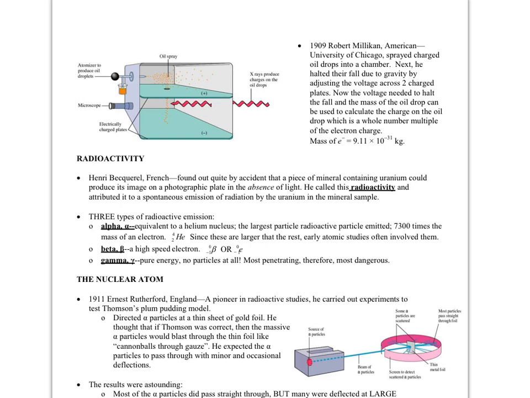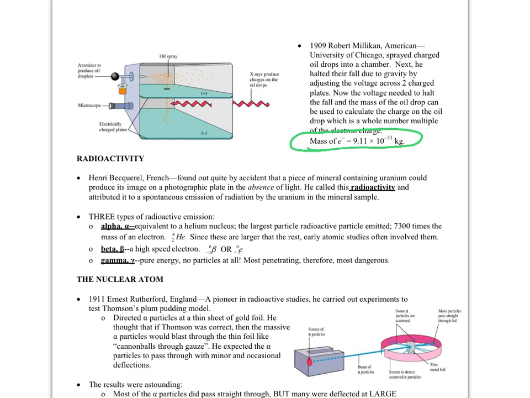We also had, around that same time, Robert Millikan studying the electrons as well, and he was able to use his famous oil drop experiment to determine the mass of an electron, which will be important later, is 9.11 times 10 to the negative 31 kilograms. So keep in mind that negative 31 exponent means electrons are very, very tiny.